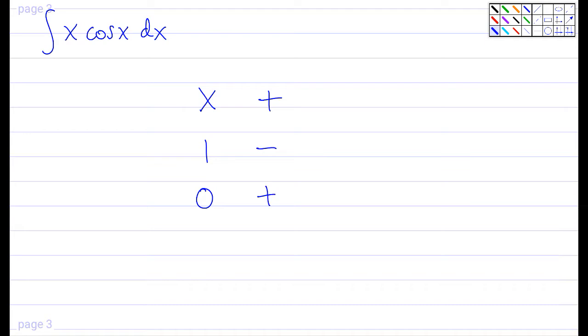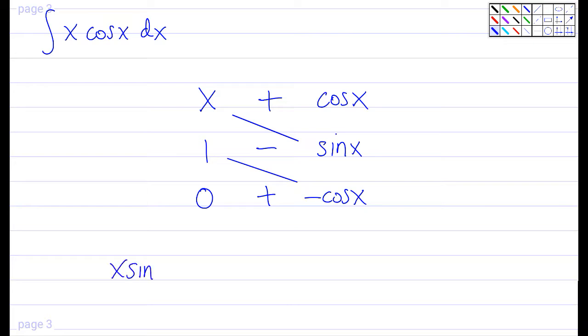Finally, the third column begins with the dv function, cosine of x, and now I take integrals. If I integrate that, I get sine of x, and if I integrate sine of x, I get minus cosine of x. I draw two diagonal lines, as so. The process is to multiply the functions at the ends of the diagonal lines using the sign above it, so I get x sine x.